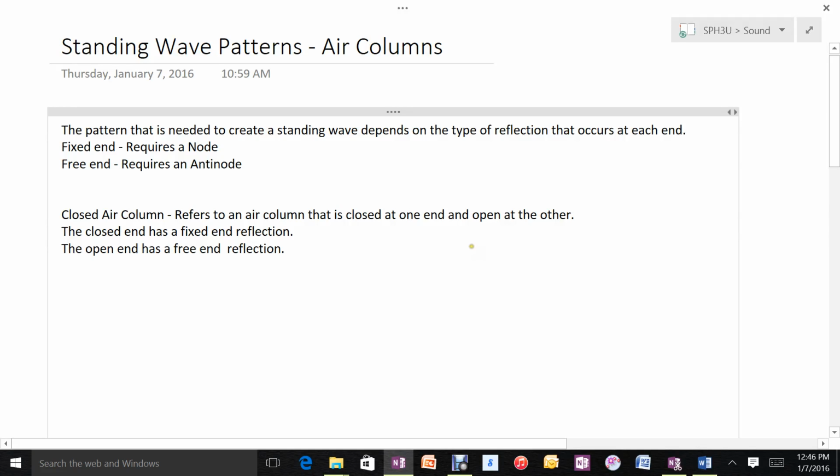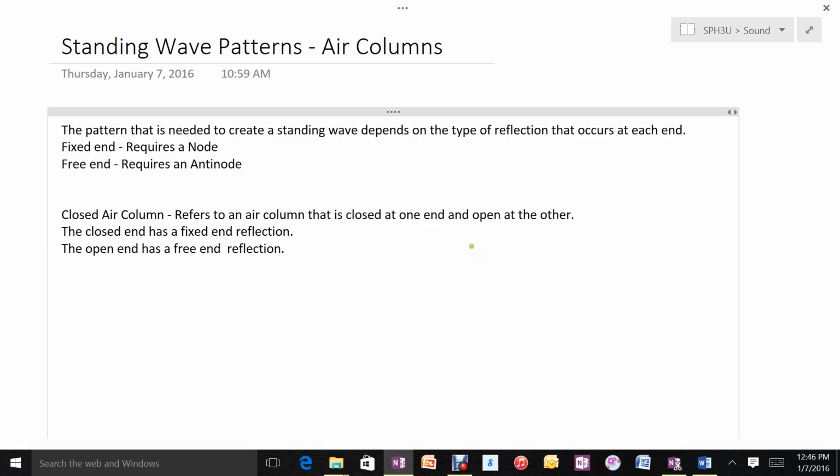Alright, I just went through a video where I did the standing wave pattern on a string that was fixed on either end. What I'm going to do now is talk about an air column. I'm going to do the closed air column and the open air column, hopefully all in one video here. And I'm going to go a little bit faster because, like I said, I just did the fixed string one.